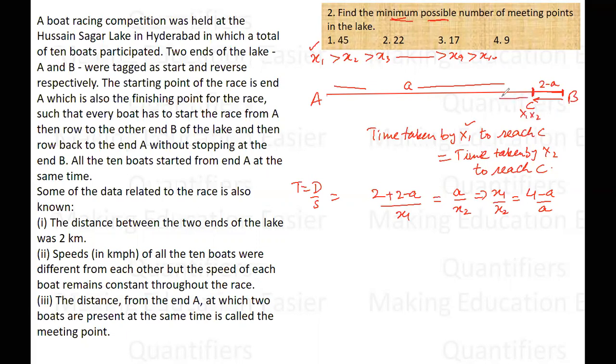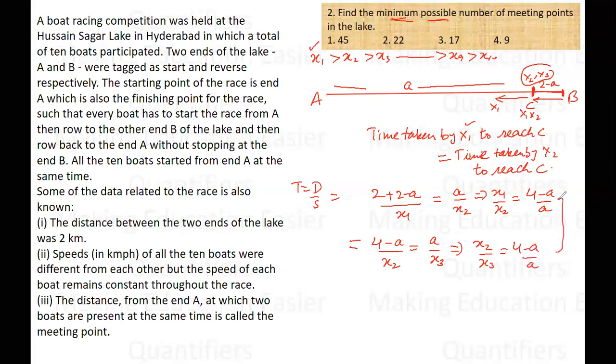After that, x1 will continue its journey towards A, so x1 will be moving in this direction. x2 will go to B. After touching B, x2 will come back, and x2 again meets the third boat x3 at the same point C. Now when that happens, x2 has traveled 2 kilometers up to B and back 2 minus A, so it has covered 4 minus A at the rate of x2, and boat x3, which is again meeting x2 at the same point, has covered only A kilometers, divided by speed x3.